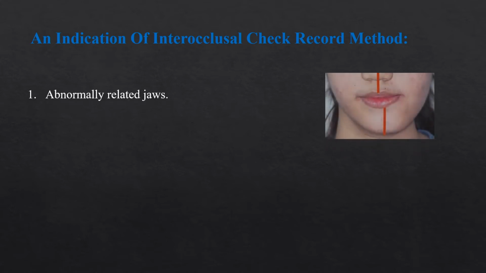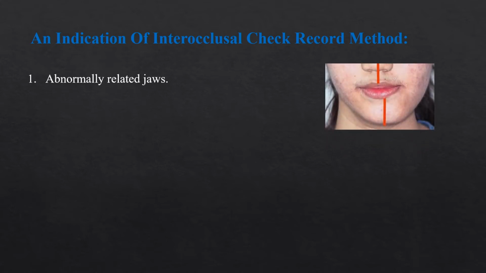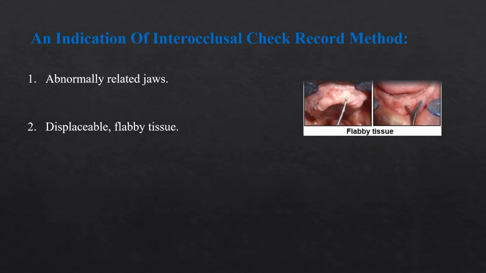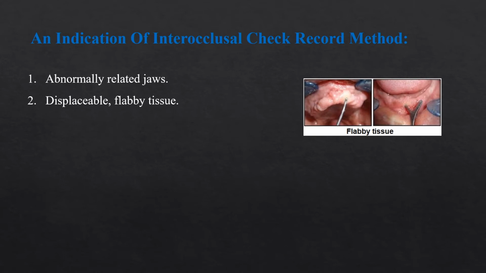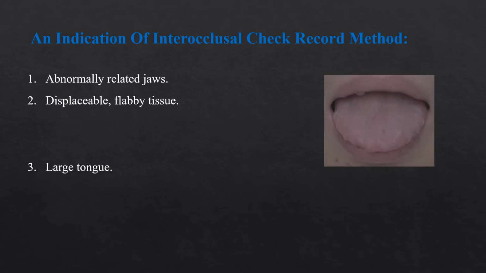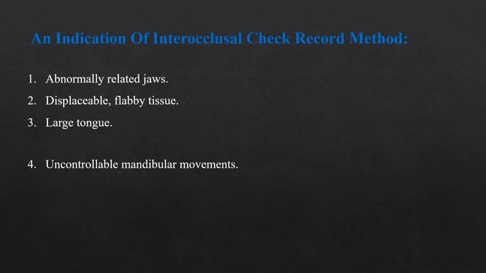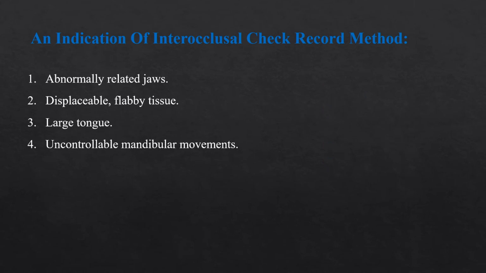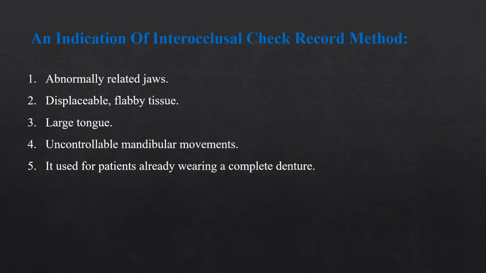Indications of the interocclusal check record method: abnormally related jaws, displaceable or flabby tissue, large tongue, uncontrollable mandibular movements. It is used for patients already wearing a complete denture.